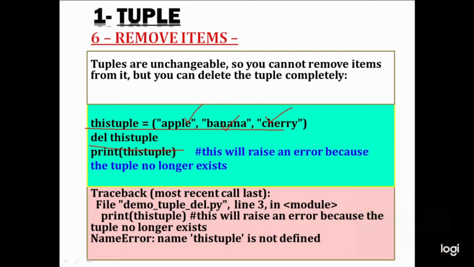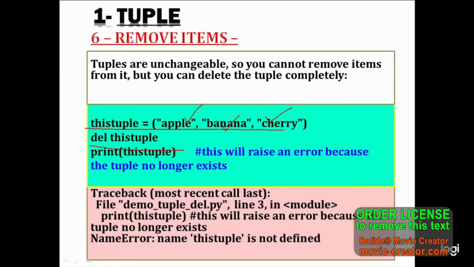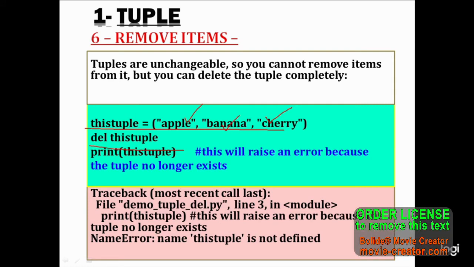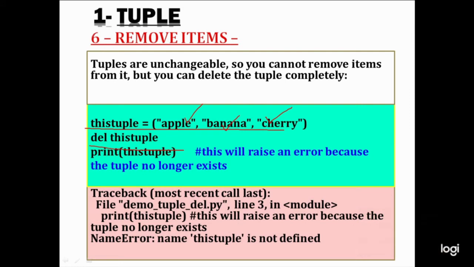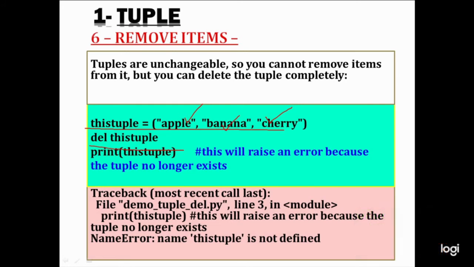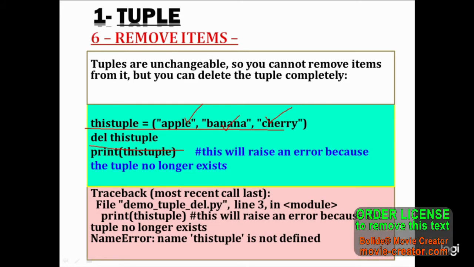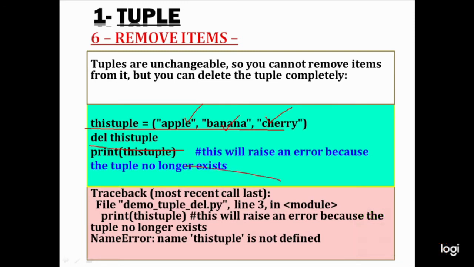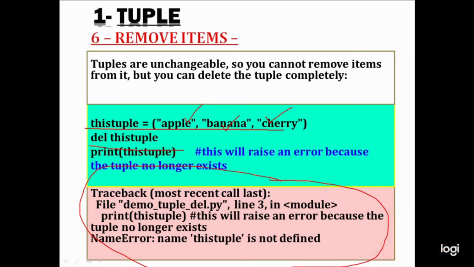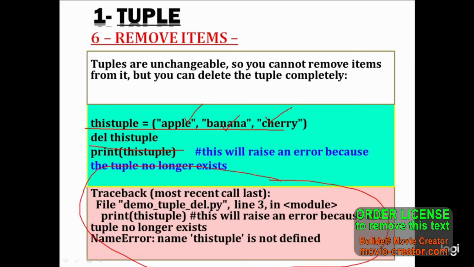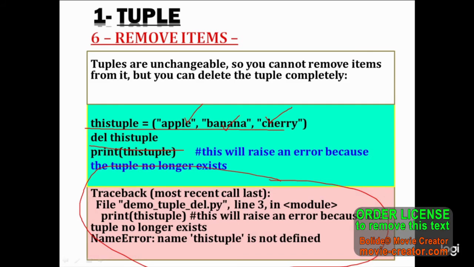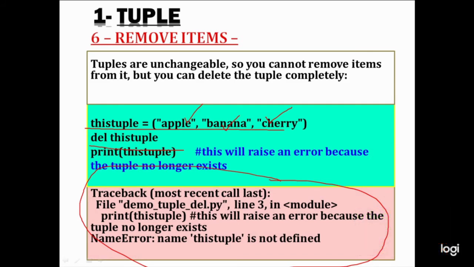After that, if you try to print the tuple, it will raise an error because the tuple no longer exists after running the del command. You can see the error. The summary is you cannot delete or change a single tuple item. You can only remove all the elements of the tuple in one go.